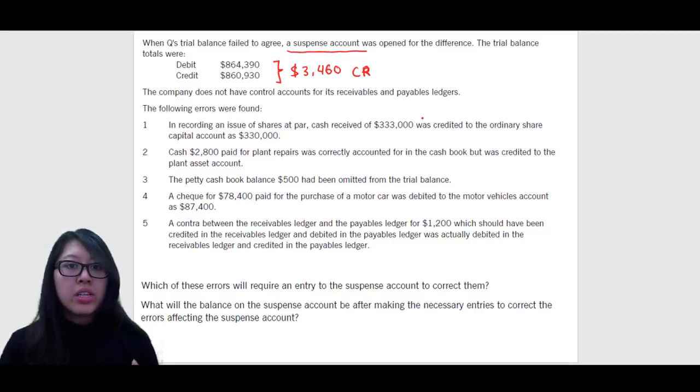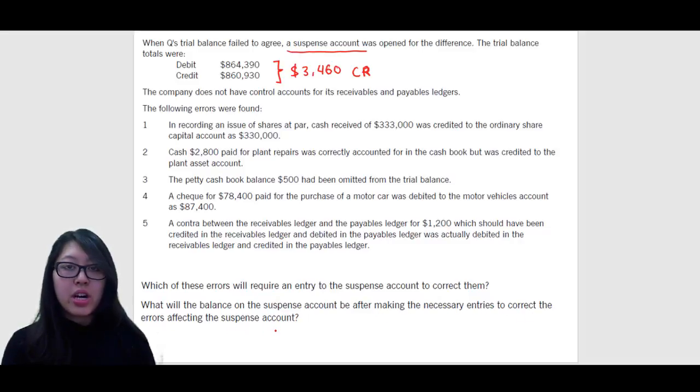Okay, the company does not have control accounts for its receivables and payables ledgers. Okay, before we go into the types of errors that were found, let's read the question first. 1, which of these errors will require an entry to the suspense account to correct them? And 2, what will the balance on the suspense account be after making the necessary entries to correct the errors affecting the suspense account?